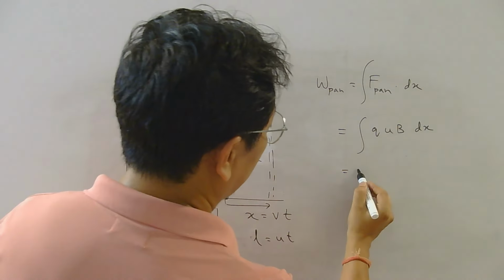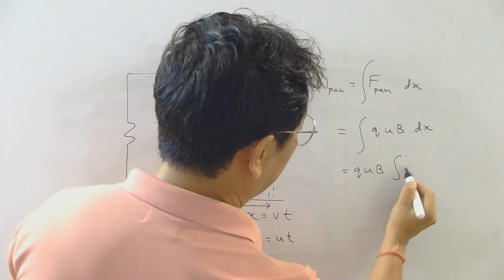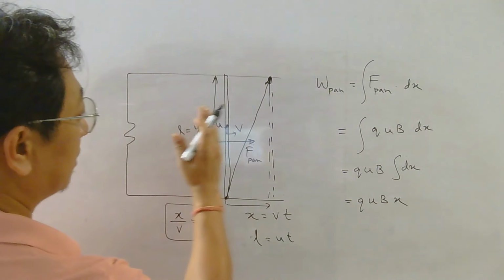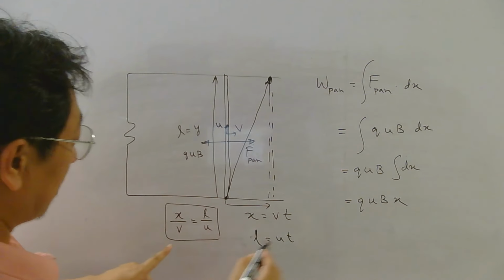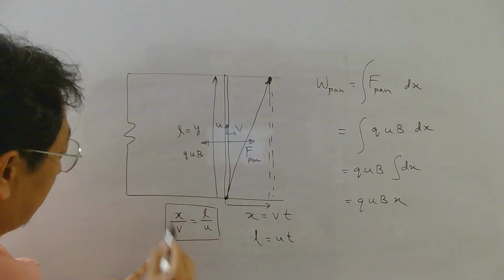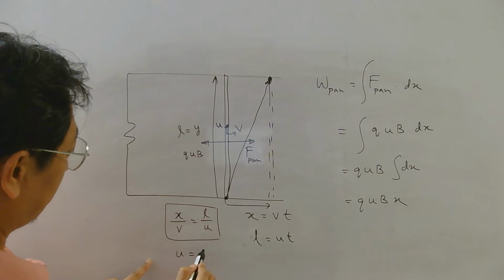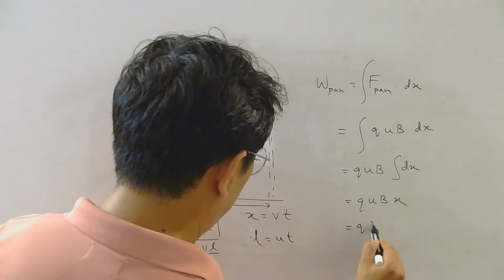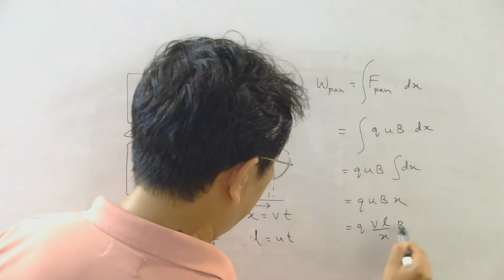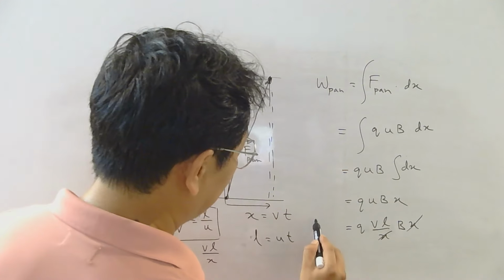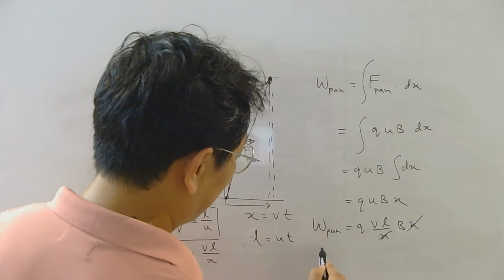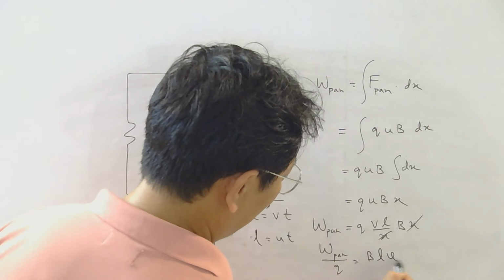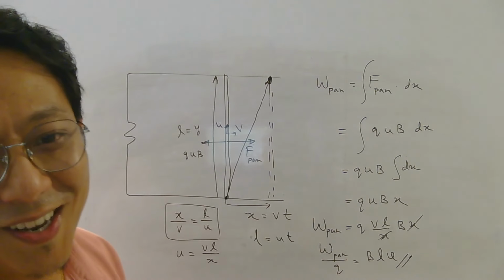Here everything is constant, so you can take it outside. The integral of dx will be simply x from this instant to this instant, isn't it? So now for u, I can write from here, if I cross multiply, u will be vL by x. So u will be vL by x, times B times x, x cancels. This is the work done by me. Per unit charge, if you do it, lo and behold, you get the same motional EMF.